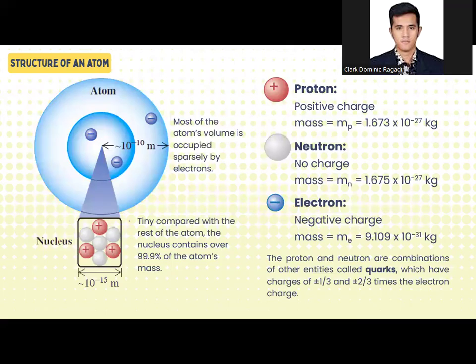Additional info, the proton and the neutron are combinations of other entities called quarks. The positive charge and the no charge of the proton and neutron respectively arise due to these quarks. Specifically, the composition of protons and neutrons are up quarks and down quarks. So the proton has two up quarks and one down quark resulting in a positive charge. And our neutron has two down quarks and one up quark resulting in no charge. Meanwhile, our electron can be found in the electron cloud, having the negative charge with a mass of 9.109 times 10 to the power of negative 31 kilogram.